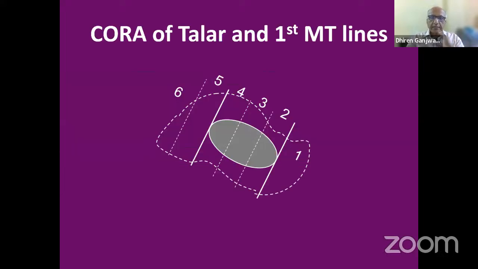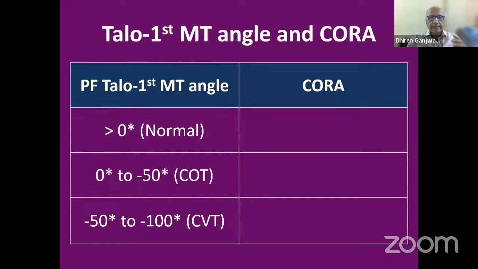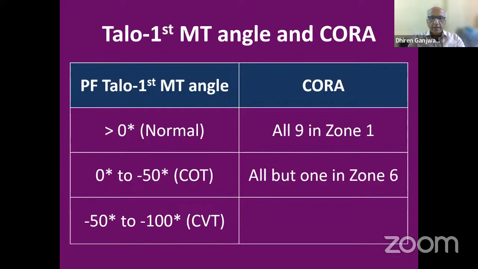As you know, there are these 6 zones. And then we realized that there is an almost linear correlation between where the CORA is and the plantar flexion stress view talar first metatarsal angle. If that angle is more than 0, then all the CORA were in zone 1. If the angle is between 0 and minus 50, that's an oblique talus, then all but 1 were in zone 6. And if it's a vertical talus, then some of them were in zone 4 or somewhere in zone 5.